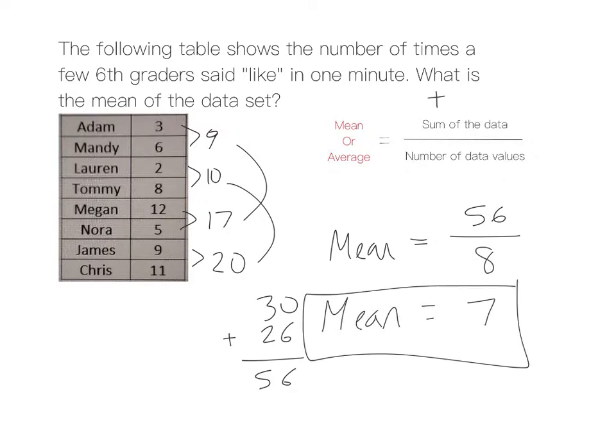So what does that mean? Well, it means the average number of times these 8 kids said "like" in 1 minute was 7. You know what I mean?